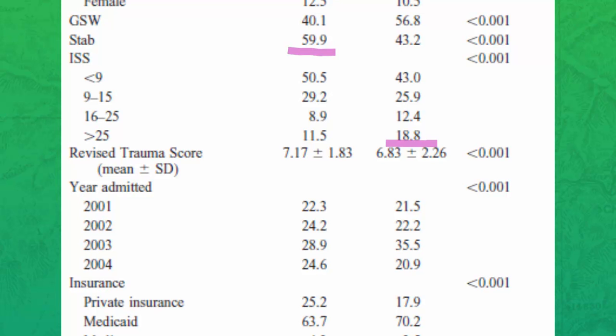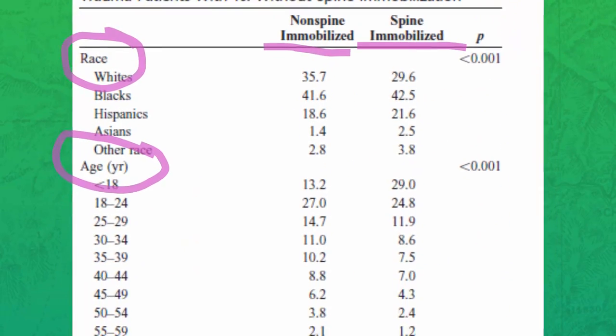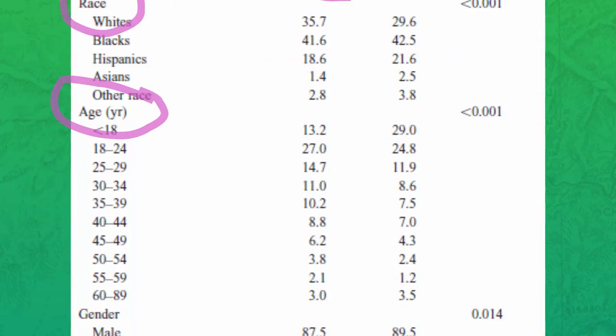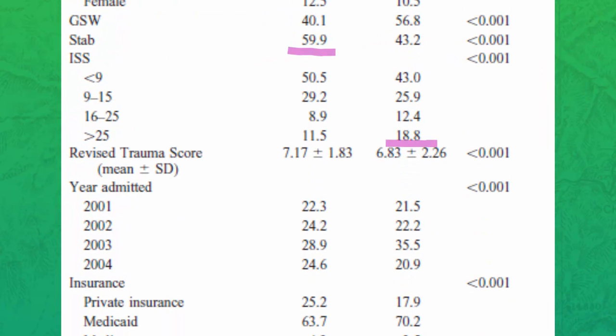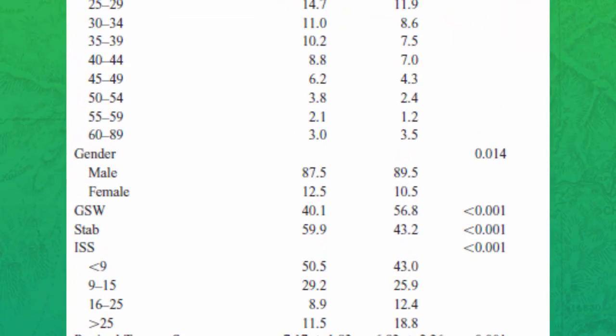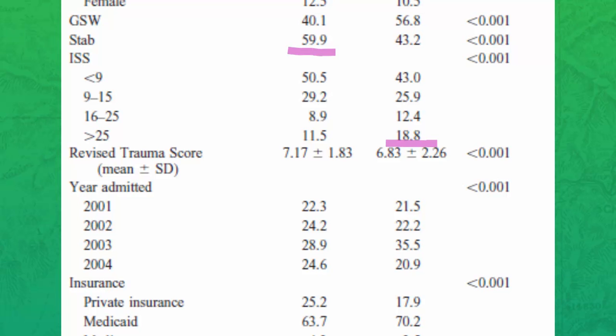But there are some other outcome measures that we need to look at. So here you can see that there were far more stab wounds in the non-immobilized group compared to the immobilized group. The non-spine immobilized group had more stab wounds, and they in general had higher revised trauma scores than the other group. So that's already a form of selection bias that might be coming in. The injury severity score, basically 0 being you're fine and 25 being you're very, very close to being dead, was higher in the spine immobilized group.